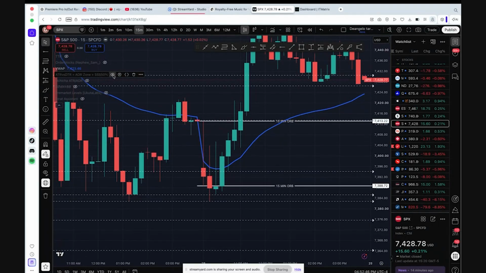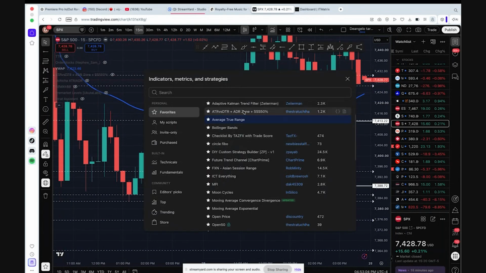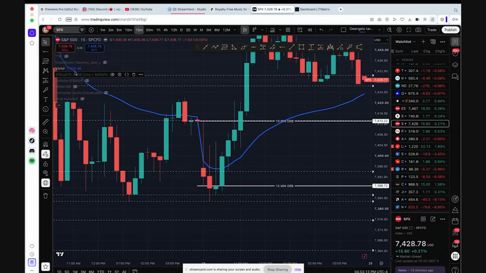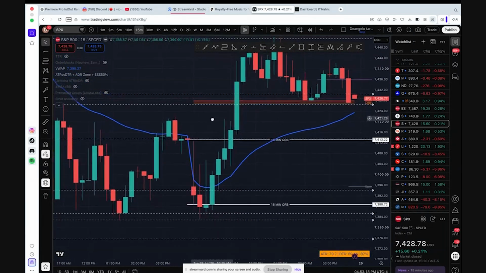So I want to show this indicator that I use. It's called the ATR versus DTR. It's right here. I want you to look this up. ATR versus DTR. The indicator is right here. Use that. That's going to be a great indicator. So I want to turn this on. My target was to shoot for upper ADR.